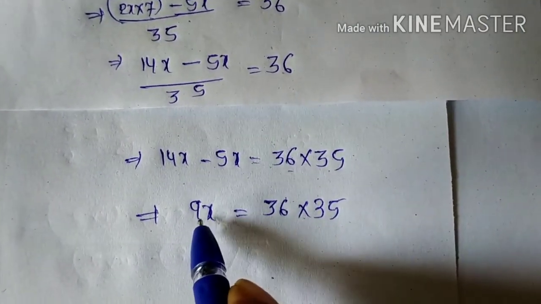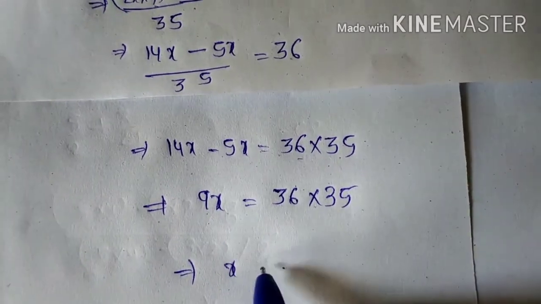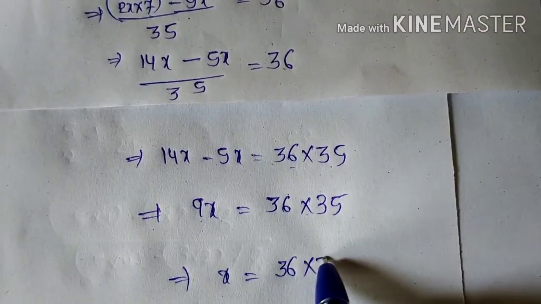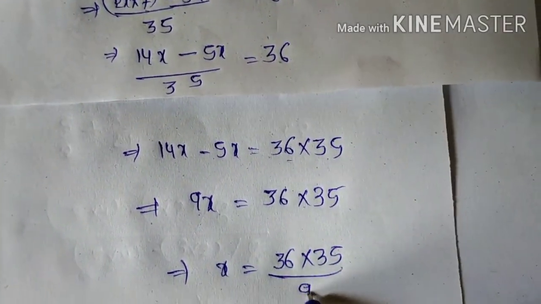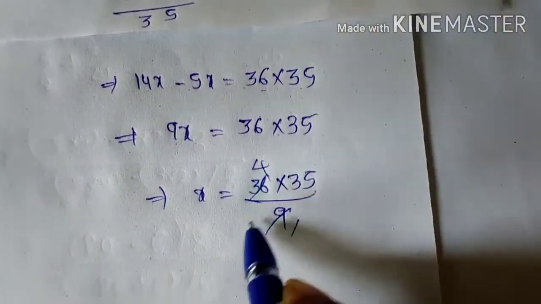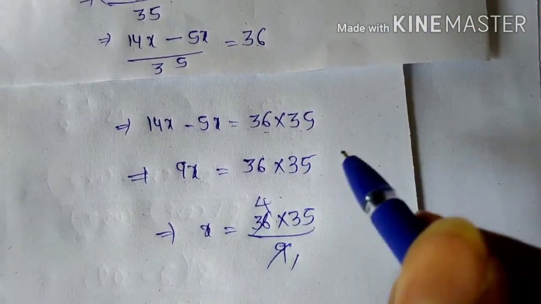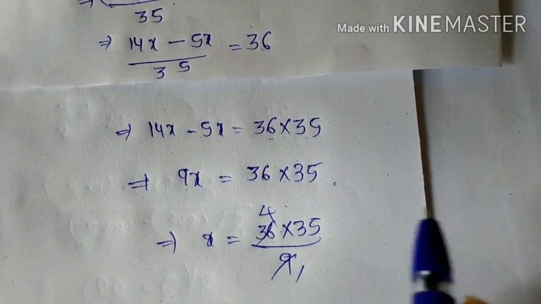So can I transpose 9 to the RHS? Yes. So I am writing here x is equal to 36 into 35 by 9. See here, 9 1 ja, 9 4 ja. So that only I am not multiplying. If it is possible you can multiply, but it will take some more time.